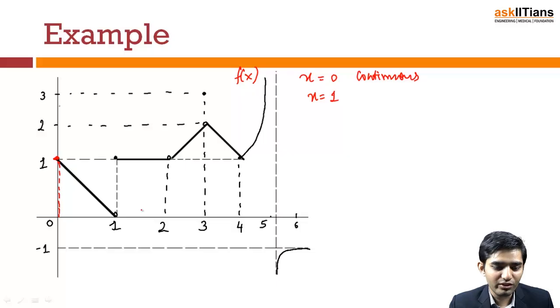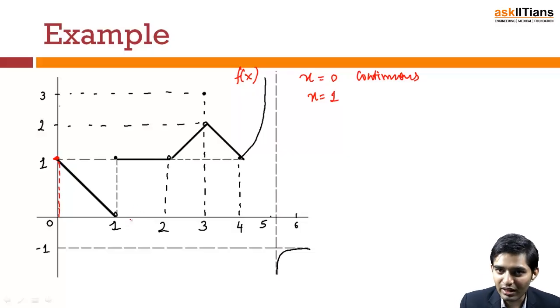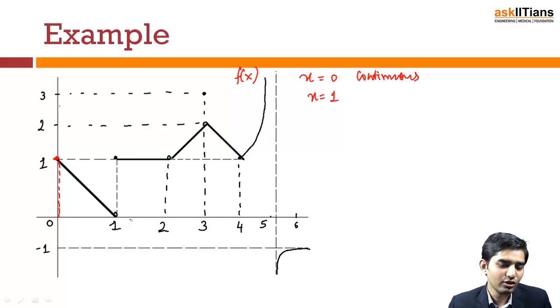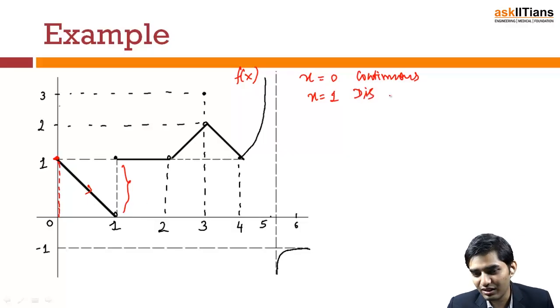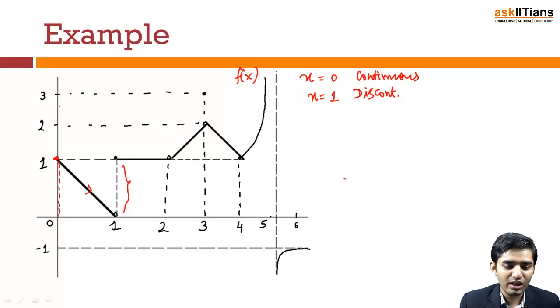Now at x equal to 1 you can clearly see that we will have to lift the pen, right? If I am passing through this point x equal to 1, first the graph was going like this and now suddenly there is a jump of this amount, there is a jump of 1, right? So this is a discontinuous function at x equal to 1. But now here you will have to tell me what is the reason for discontinuity, right?